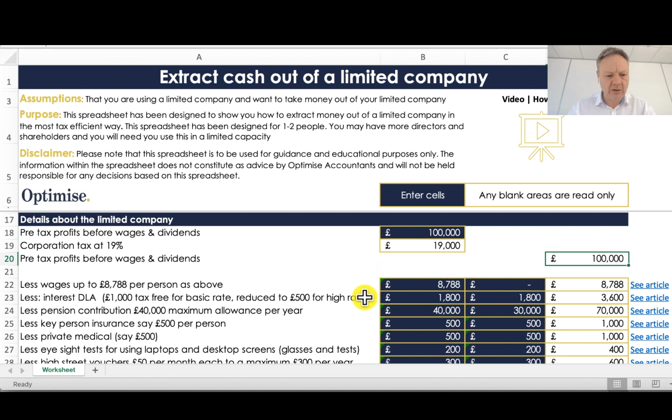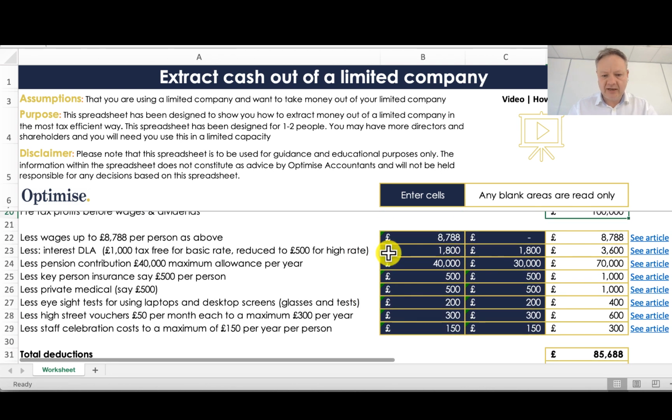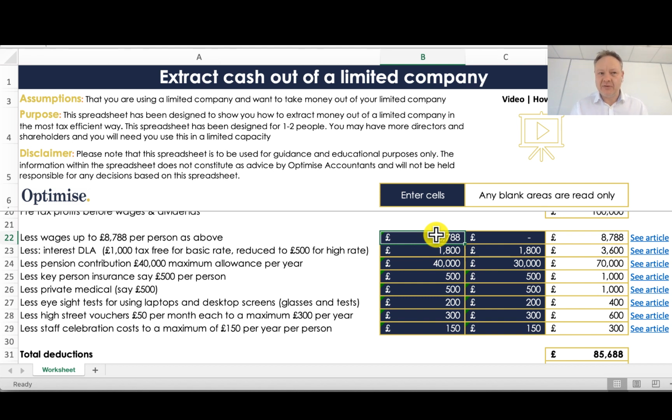So we're going to be going down this list now. And you'll notice the first line is less wages. Now, wages is money that you can take out of a limited company. And the way this is done is you will take 8788. Now, most of you will be thinking, well, it's less than my personal allowance. And that's absolutely right. It is less than your personal allowance.